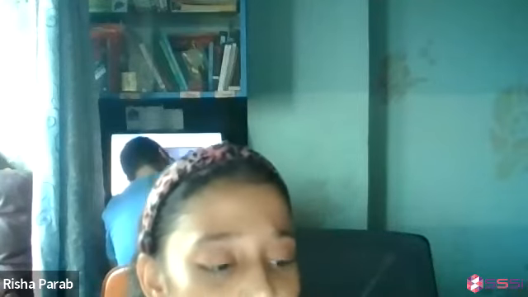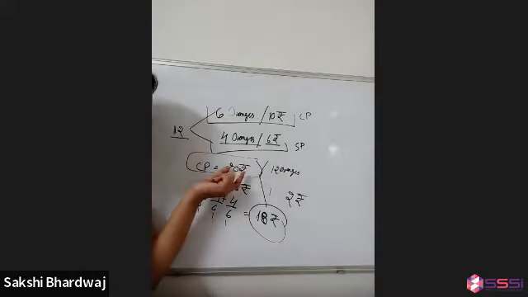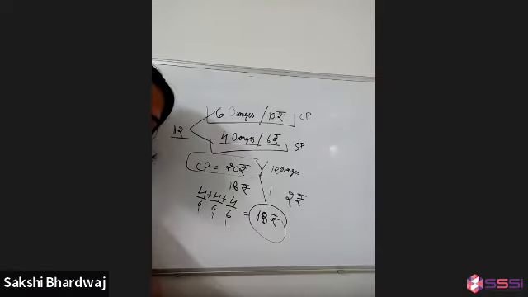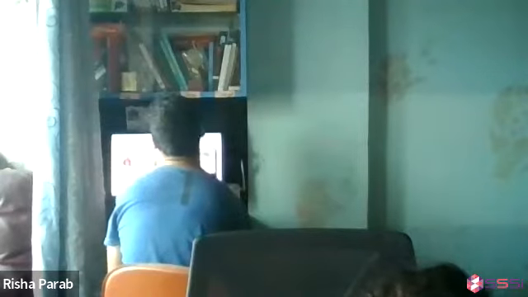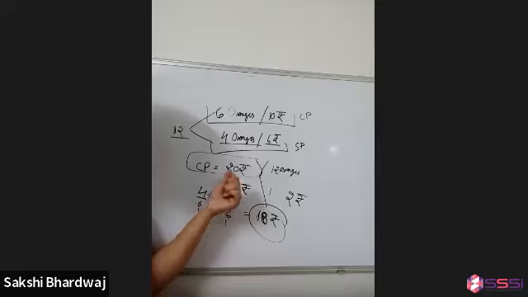But how is it loss? It should be profit, no? Acha, profit hai? He bought oranges for rupees 20. He invested 20 rupees to buy oranges. And when it was time to sell them, he got only 18 rupees. Oh, okay. He bought for 20 and sold for 18. So 2 rupees loss. It became a loss for him. Now, what percentage of loss? We will consider it on the basis of cost price.